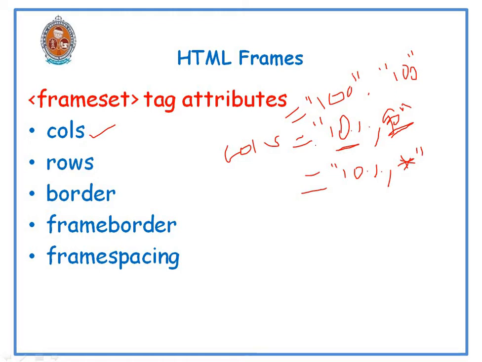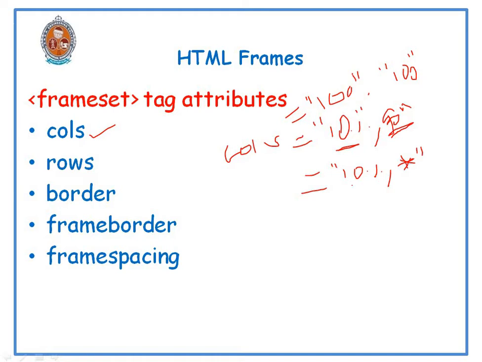We can also specify the columns value as percentages. Here I have written COLS equals 10 percentage, 90 percentage. That means the browser window is divided into 2 columns. The first frame takes the size 10 percentage, and the second frame takes the remaining 90 percentage.